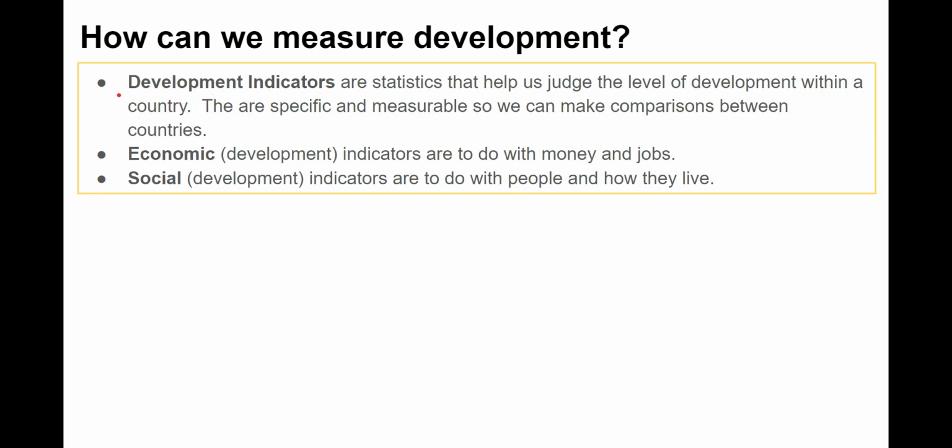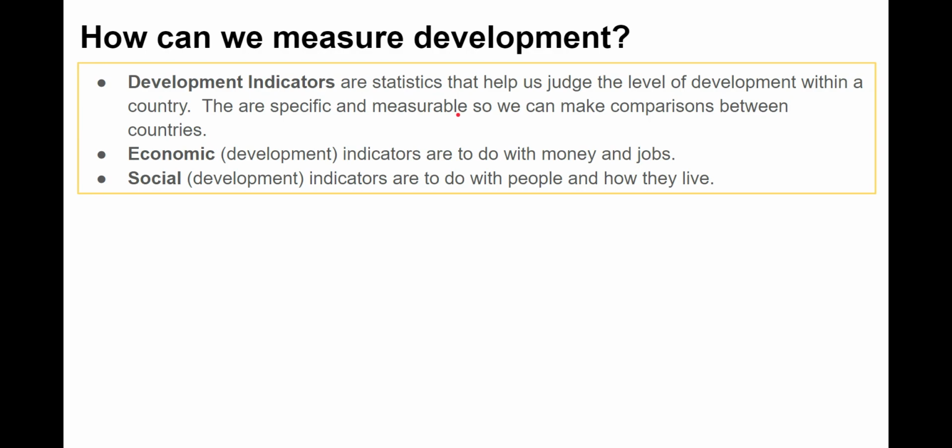Development indicators are statistics that help us judge the level of development within a country. In other words, they are statistics that help us judge, is this a rich or poor country? Is this a highly developed country, or is this a less developed country? These indicators or statistics have to be specific, very, very specific, and they also have to be measurable. What that's going to allow us to do is make comparisons between countries.